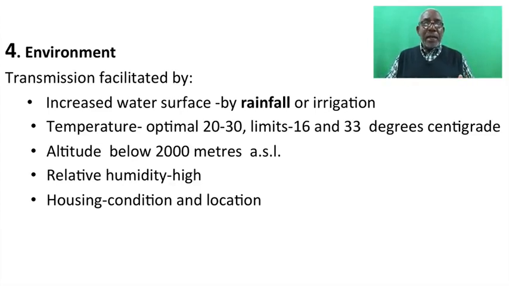In areas of high rainfall, these are normally areas of higher relative humidity, conditions which are conducive for the survival of a lot of efficient mosquito vectors. Housing conditions become important. The type of house, screened houses, houses located far away from the breeding sites, these are less likely to attract mosquitoes, and therefore in such areas transmission is likely to be low.